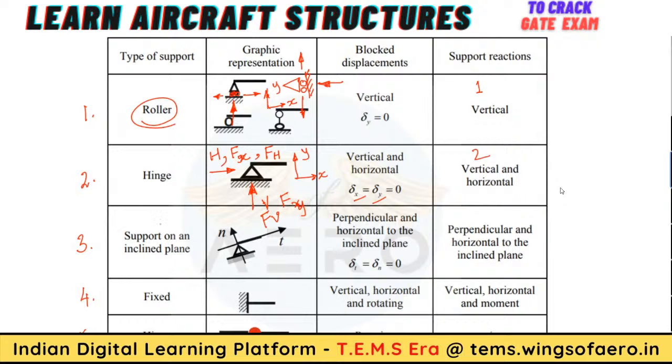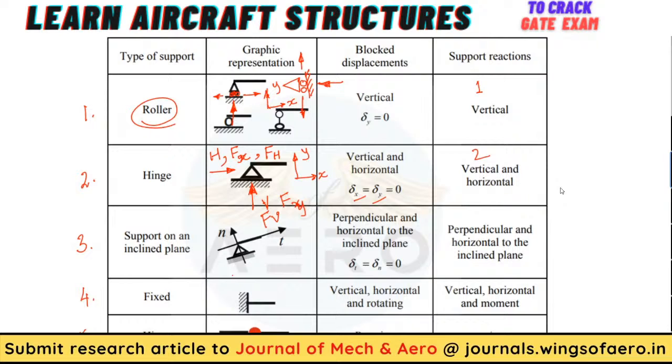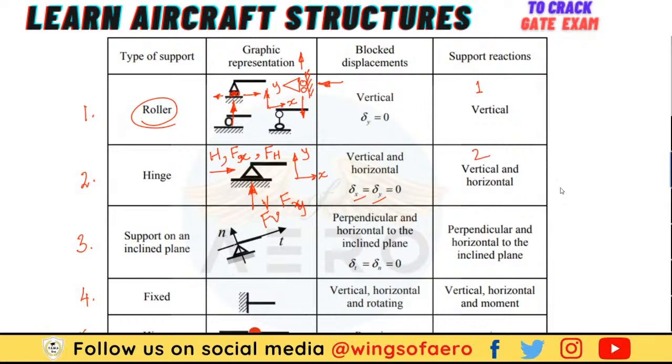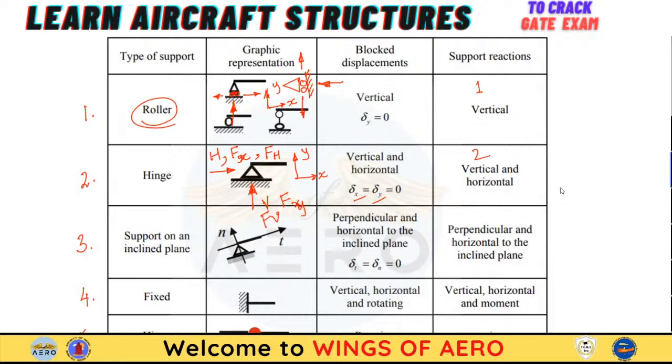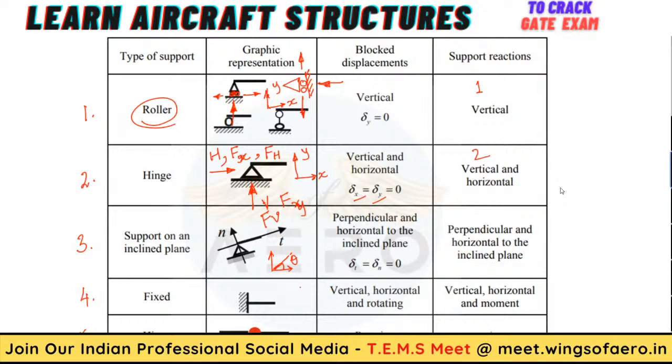Okay, there are a lot of notations that can be represented. Next is support on an inclined plane. Whenever there is a support on the inclined plane, that means the plane has been transformed from the xy to a t and n plane. In these cases, whatever loads are acted perpendicularly need to be resolved, whatever the plane it has been transformed.